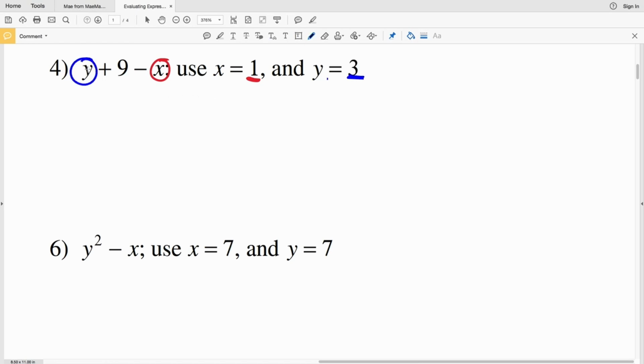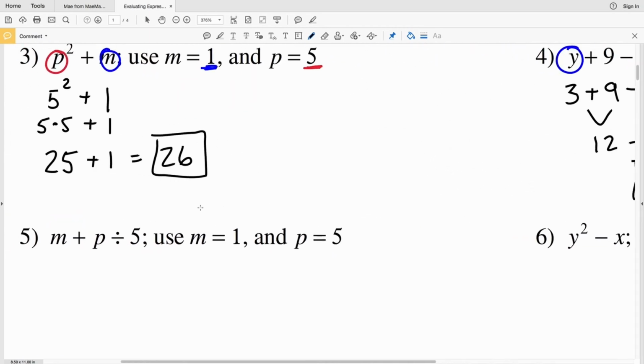So now we have y plus 9 minus x is 3 plus 9 minus 1. 3 in for y, 1 in for x. 3 plus 9 is 12 minus 1. 12 minus 1 is going to be 11. So for number 4, our answer is 11.